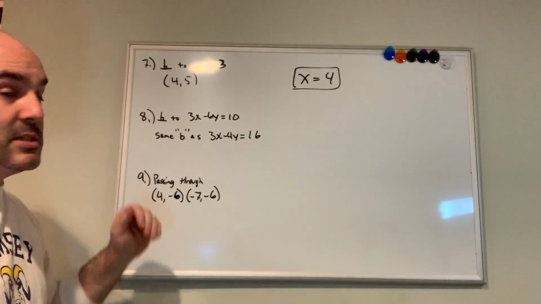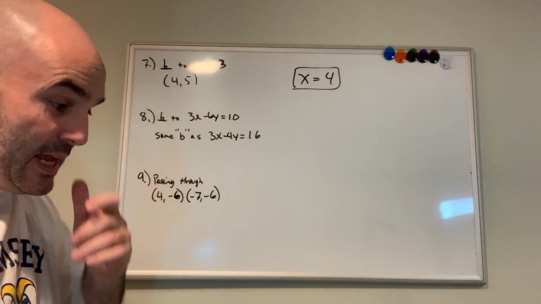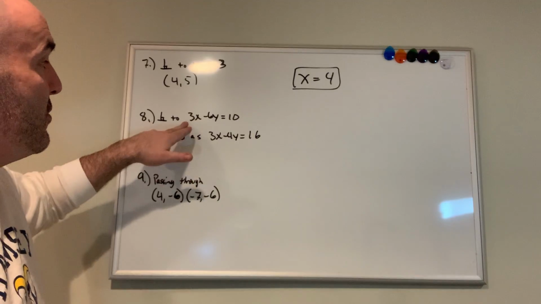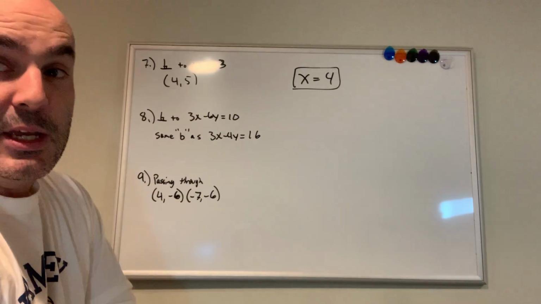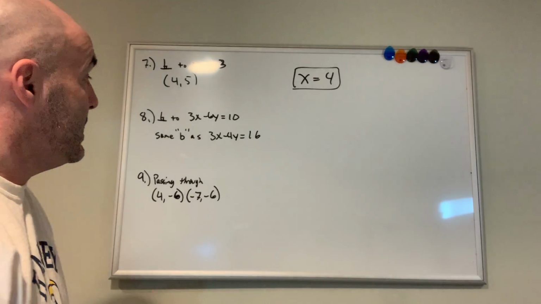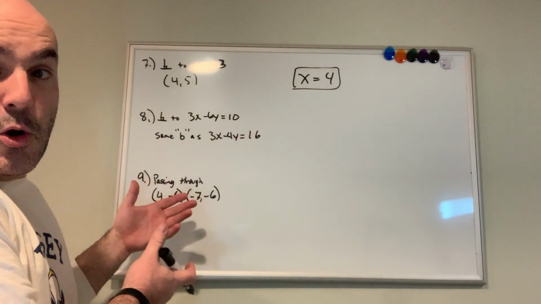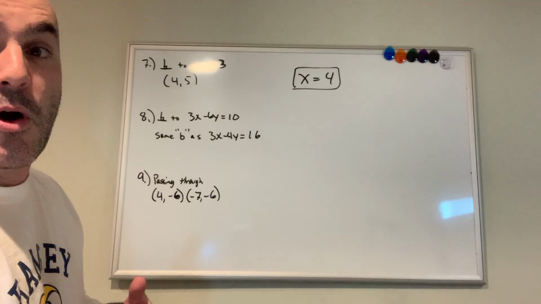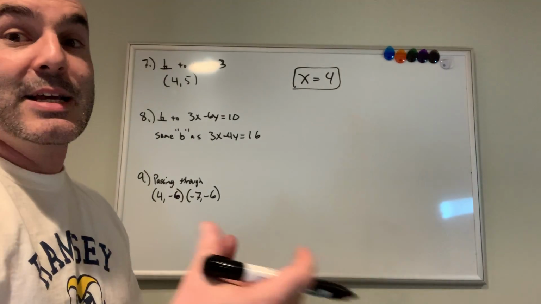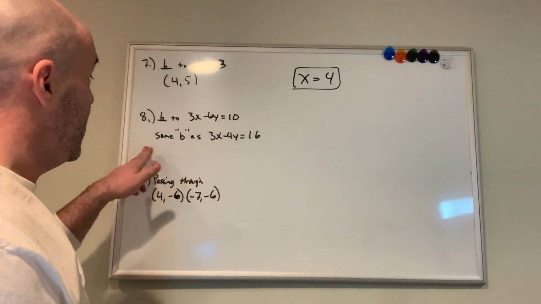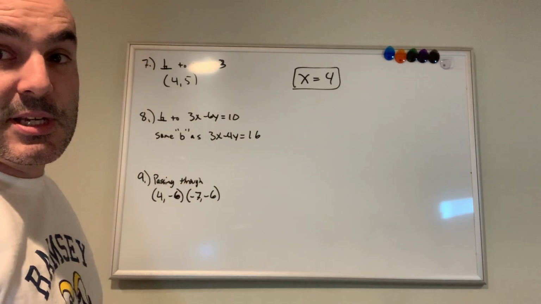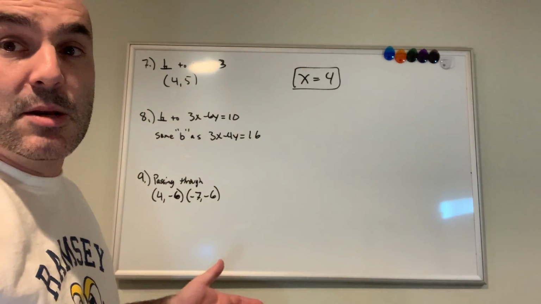Okay, now this one's the tough one, so let's take a little bit of time on this one. Now this one says perpendicular to the graph of 3x minus 6y equals 10. Perpendicular is a clue about slope, okay? Now, we're gonna have to find the slope in order to find the slope of our line, okay? It's a hint, it's not giving us the slope exactly, it's just a clue as to what we're gonna need. Now, same y-intercept as 3x minus 4y equals 16. Now, I'm gonna start there, it's gonna be the easiest.